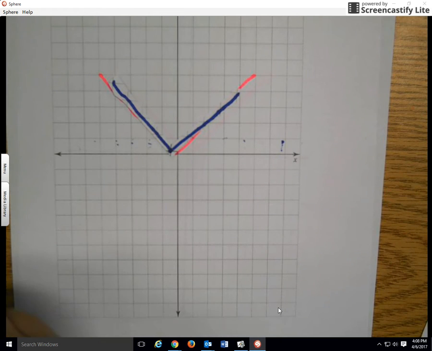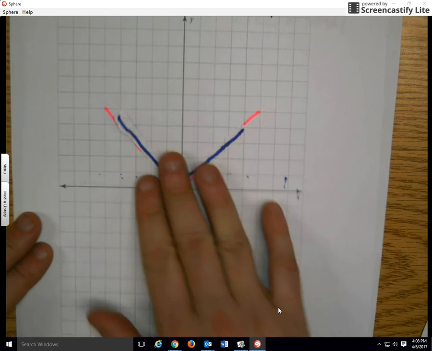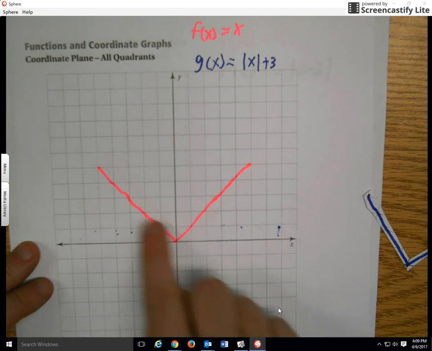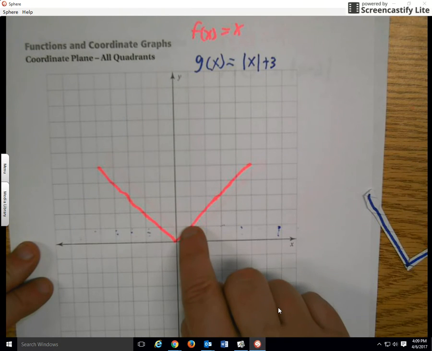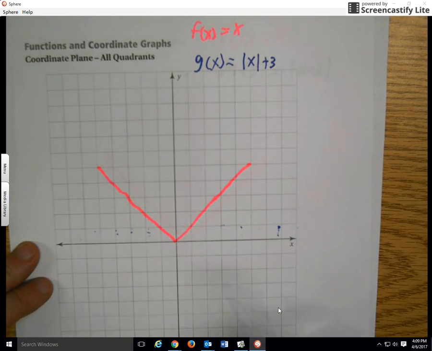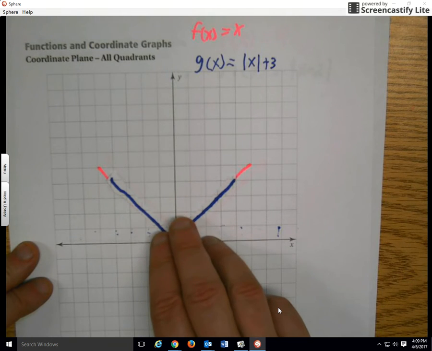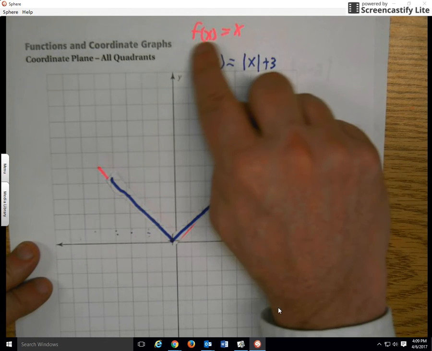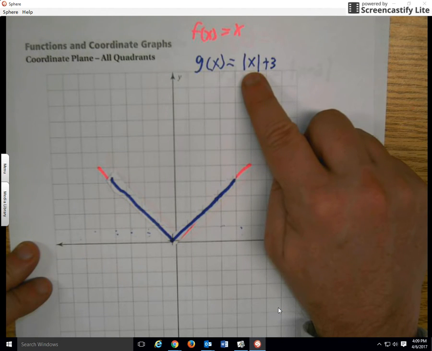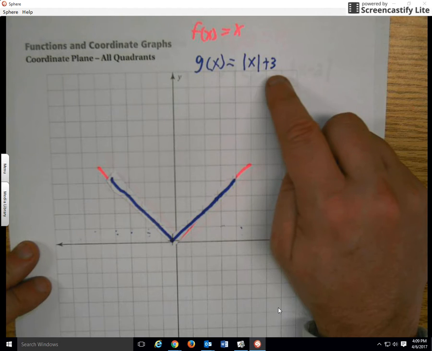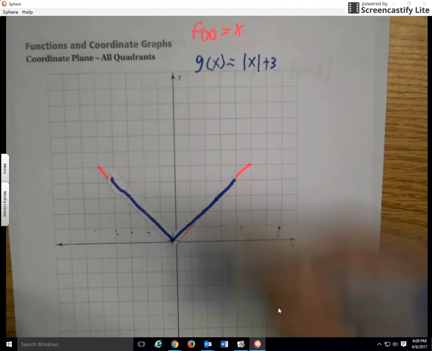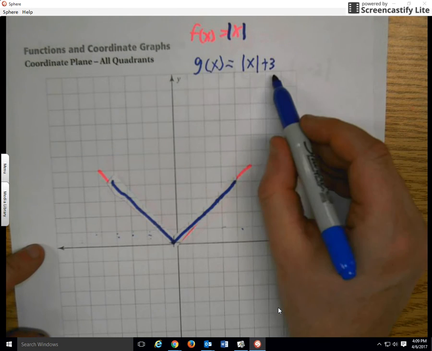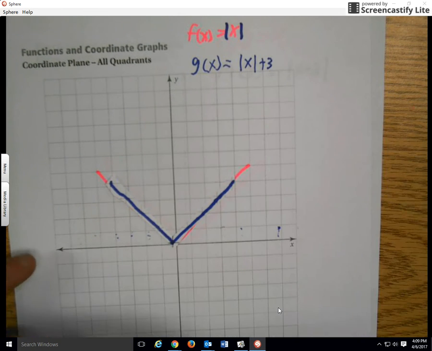So I went ahead and graphed the parent function, the f of x. Let me move this out of the way for a second. F of x equals x. And you notice that it's going up 1 over 1, up 1 over 1, right? Well, what if we were to, I'm going to put this on top, what if we were to change it with g of x equals this, the absolute value of x, but plus 3. And actually, I can see I made a mistake. I didn't put absolute value bars there.